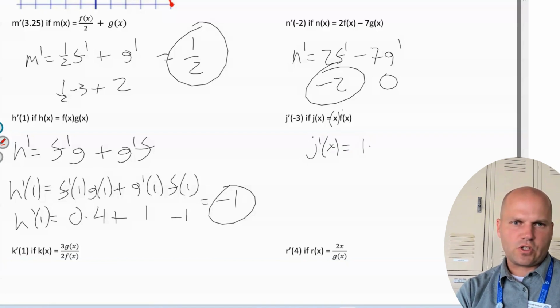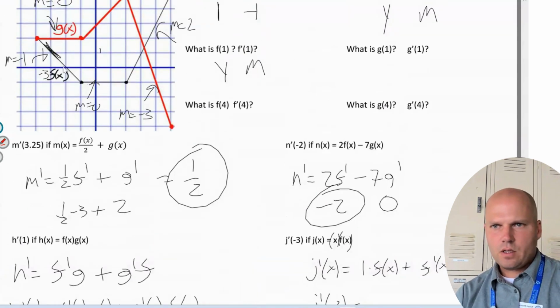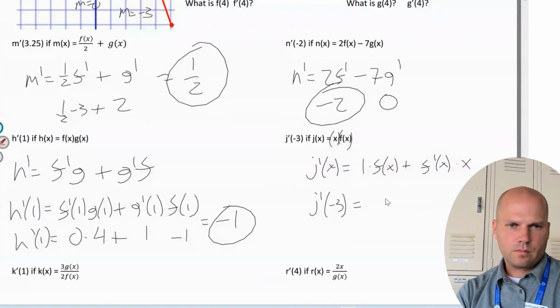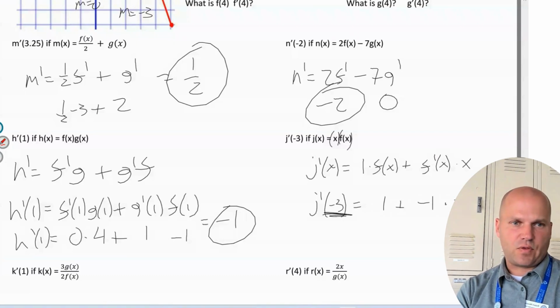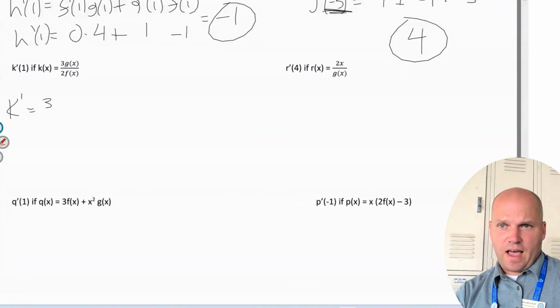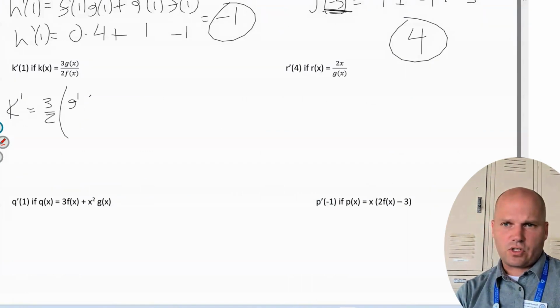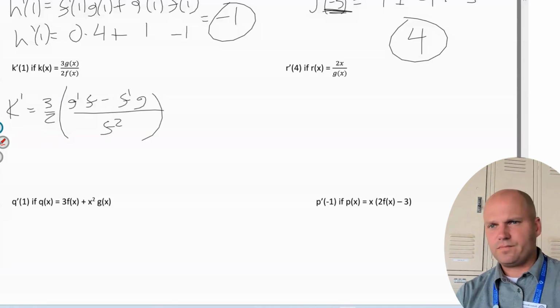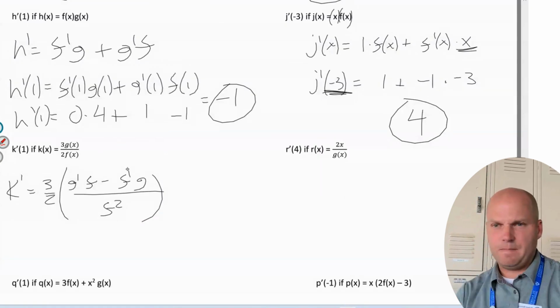Slopes of the first times the second plus the slopes of the second times the first at -3. F of -3 is 1. F slope is -1. I'm plugging in -3 in for x. I get 4. Probably best to leave out the 3/2 and do G slopes times F minus F slopes times G all over F squared. You could bake it in, but it's going to be messy.